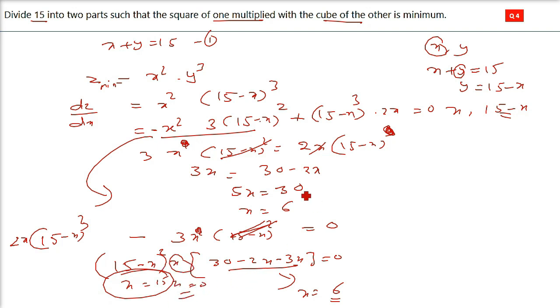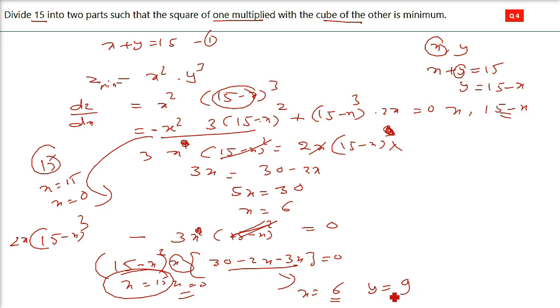So when x is 15, y is going to be 0. You cannot take that. When you have x equals 0, what does it mean? Y will be 15. So you again cannot take that, because 15 and 0 is not the part. You have to divide 15 such that it has to be two parts. So 6, 9, or say 5, 10, like this. So two parts that will give you the expression, and that expression has to be minimum. So now we got 6 and 9.